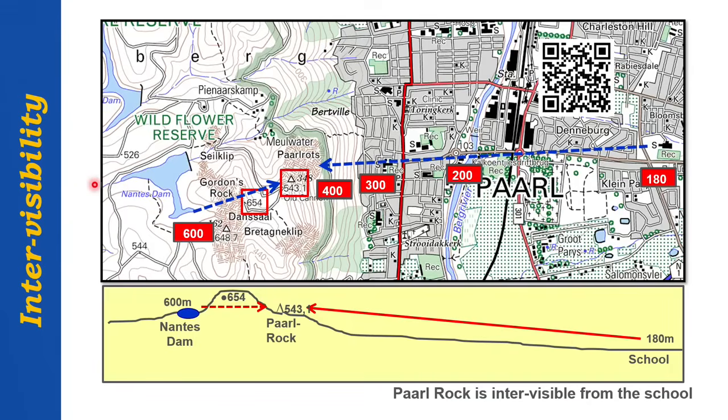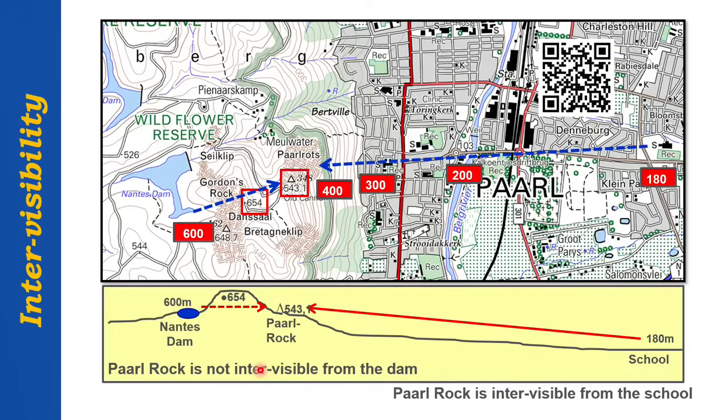So there's the school, there's the Nantes Dam, and the answer is obviously not, because Gordon's Rock over here is 654 meters above sea level. And Gordon's Rock lies between the school and the Nantes Dam. And here we can see it clearly. So any learner standing at the school can see Paul Rock, they can see Gordon's Rock, but they cannot see the Nantes Dam because Gordon's Rock is in the way. So there's no intervisibility.